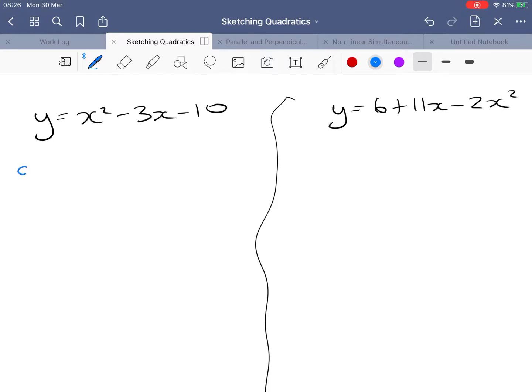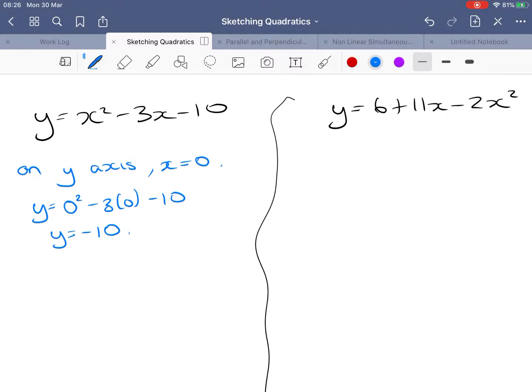We said on the x-axis, no, I'll do the y-axis first, sorry. On the y-axis, the x is 0. Well, I can do exactly the same here. So on the y-axis, x is 0, so I just put in 0 for my x. So I've got 0 squared minus 3 lots of 0 minus 10. So guess what? My y-intercept is just that number on the end, the constant on the end.